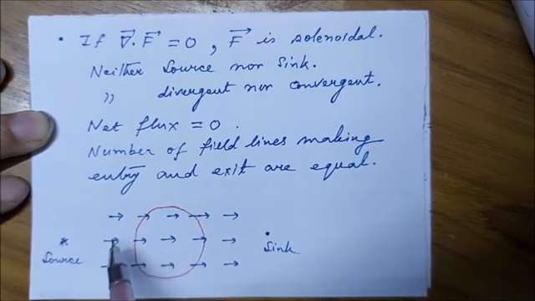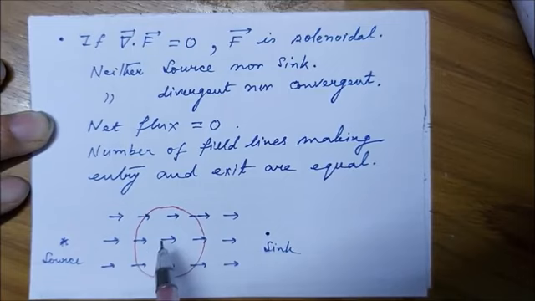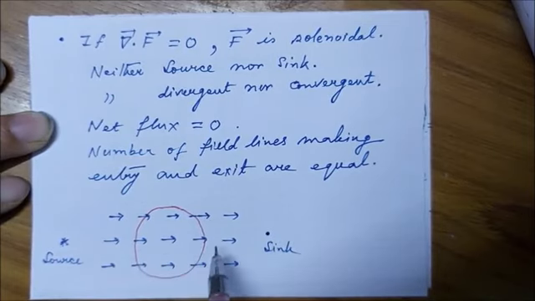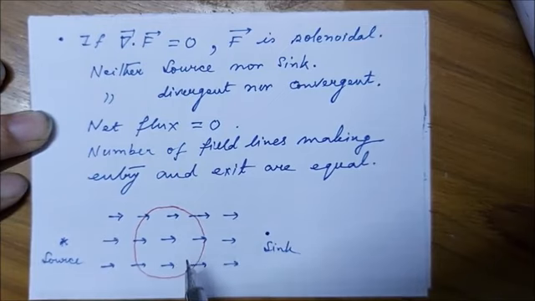The birds just fly past. They enter into this region, do not stay here, and just move away. And none of them are created here. And so if there are n birds entering, there will be n birds making their exit, showing the solenoidal nature of this region. Next, application of divergence in physics.